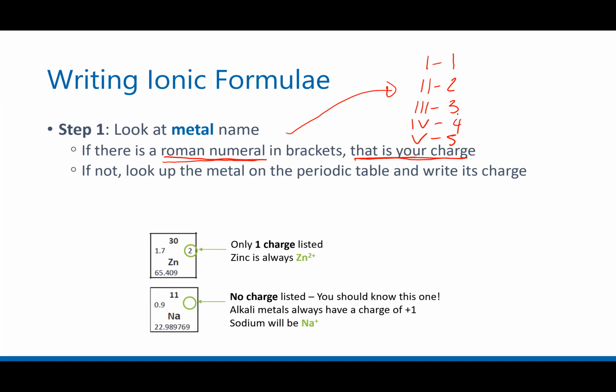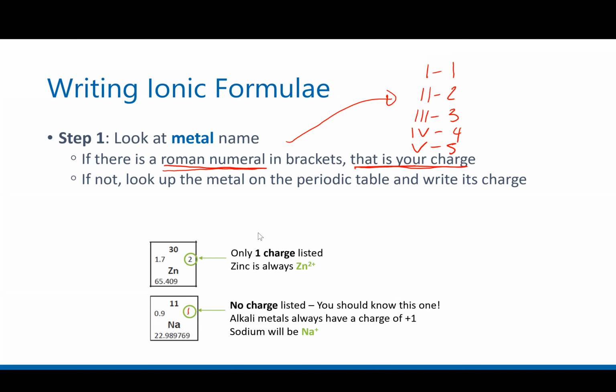So I'm going to show you the periodic table after this slide. Something like zinc only has one charge listed. Zinc is always zinc 2+. We don't need Roman numerals there. Similarly, groups 1 and 2 don't have any charges written for them because everything in group 1 is +1. Everything in group 2 is +2. So let me show you on the periodic table what I'm talking about. I got to open it again. Hold on.